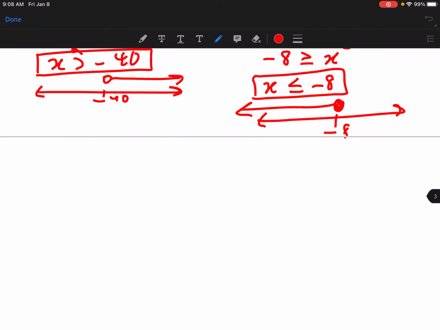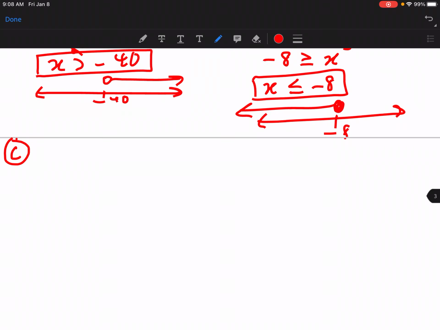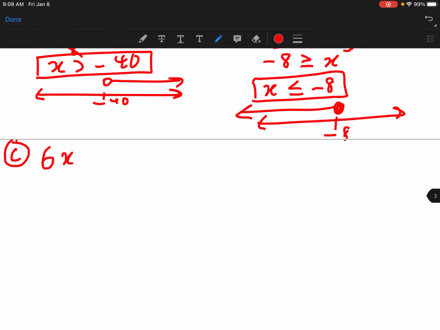All right, moving on with this. What if I have 6x minus 5 is less than 2x plus 11? Now this time I have 6x minus 5 on one side and 2x plus 11 on the other side. I have variable and number on both sides of my equation, so I can move anything that I want to. So to do this, we're going to go ahead and add 5 to both sides.